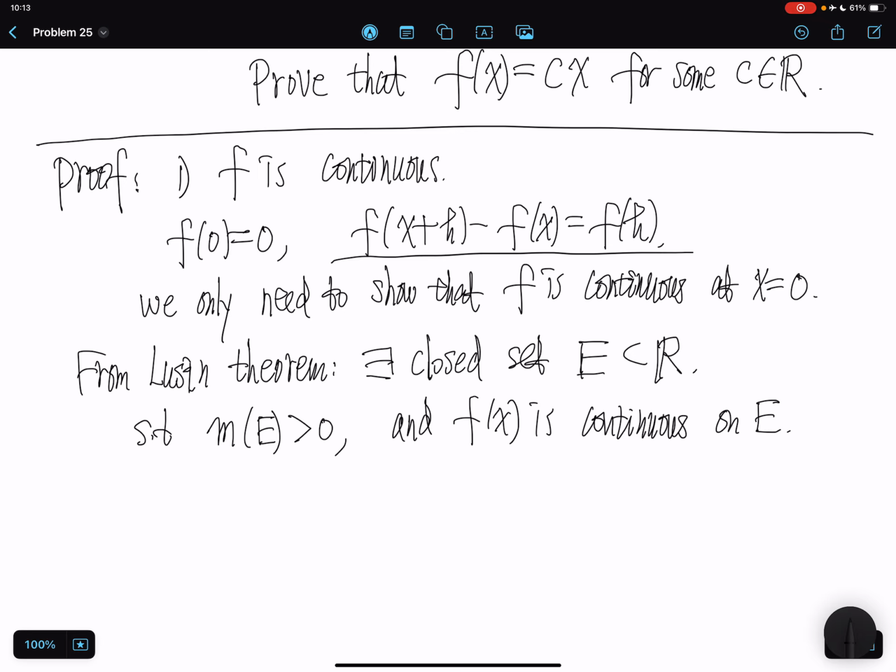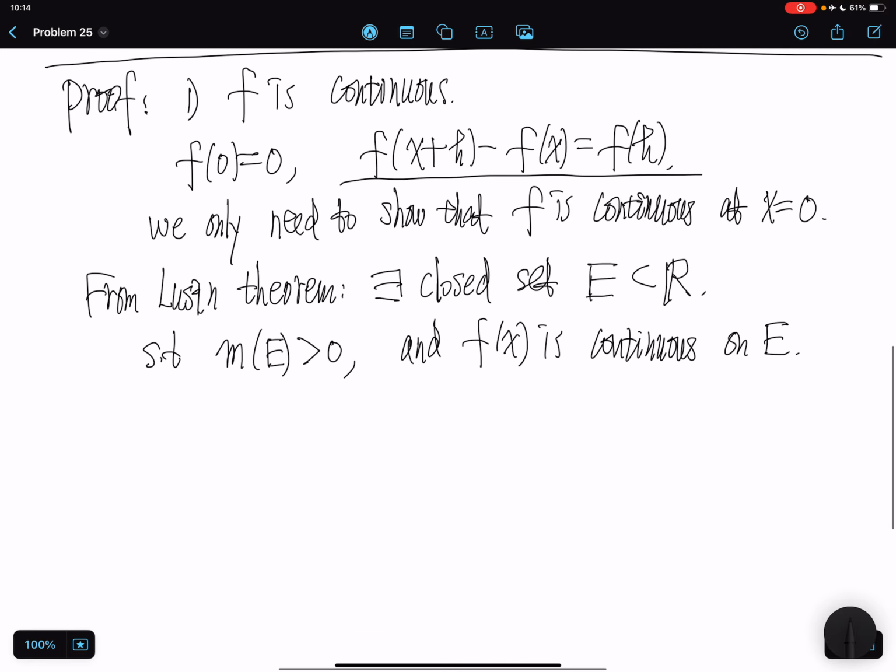The general format of Lusin's theorem is that you can find some closed set E such that the measure of the complement of E is less than a given epsilon, and then f of x is continuous on E. So now we can make this E a little bit smaller, as long as it has a positive Lebesgue measure and it's closed, and f of x is continuous on E. Actually it's not just continuous on E, it's uniformly continuous on E.